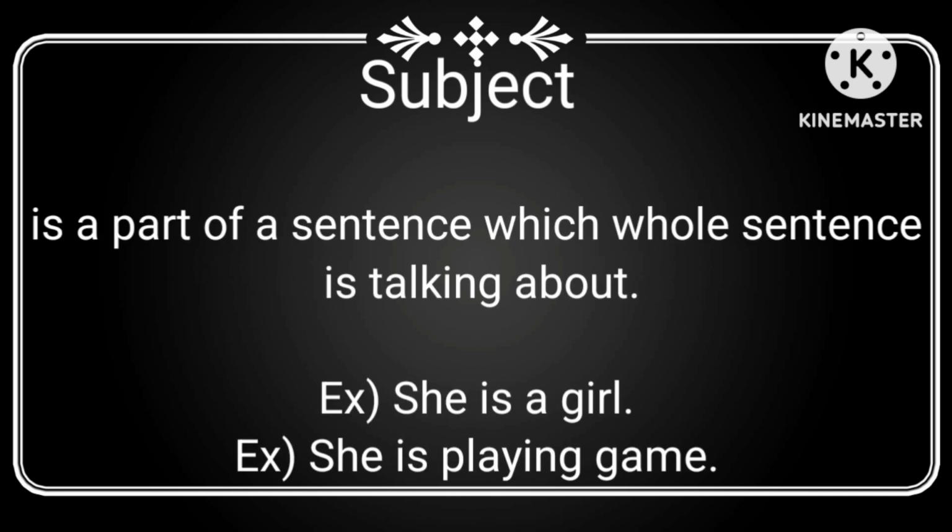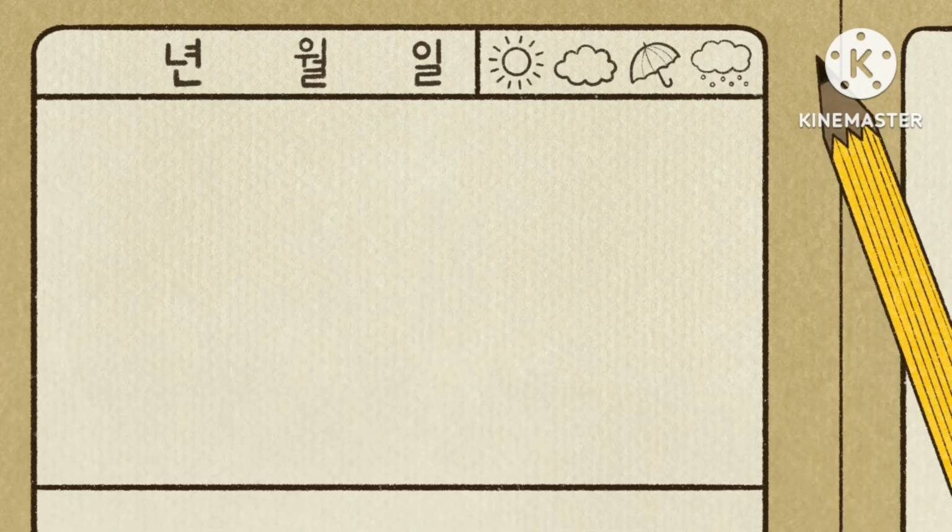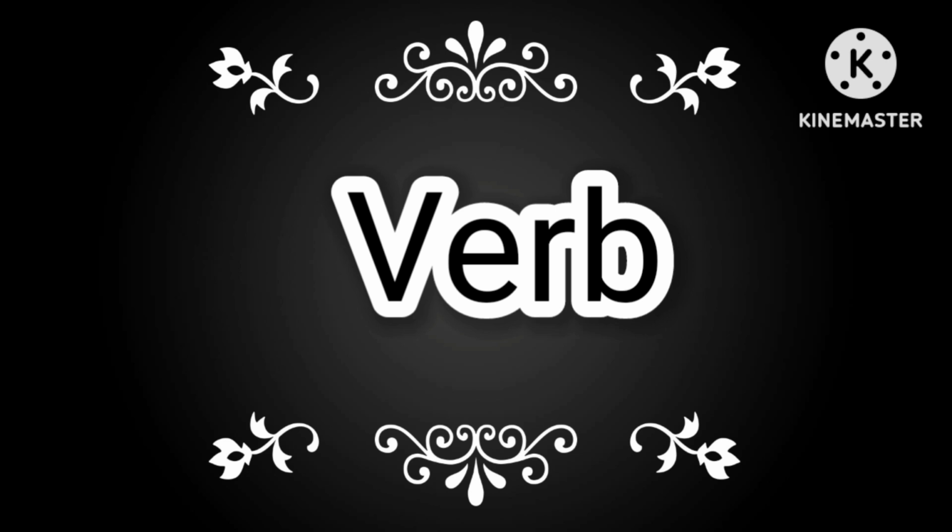The subject is the part of a sentence which the whole sentence is talking about. Like she is a girl. Here we talk about she. The second one, she is playing a game. The first one shows a state, but the second sentence shows an action. Who is playing the game? She. Got it, student? The second part of a sentence is called the verb.